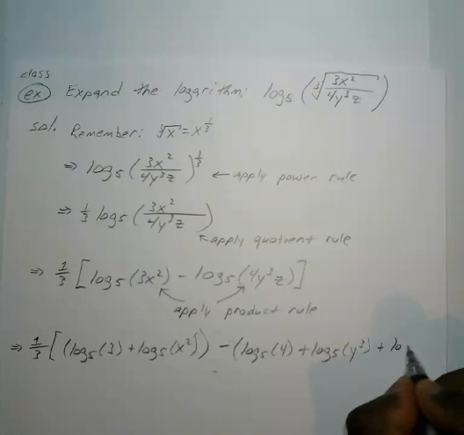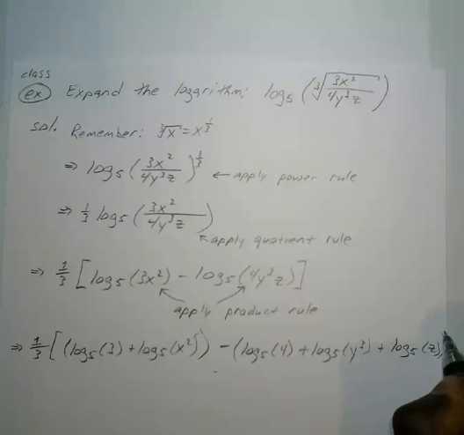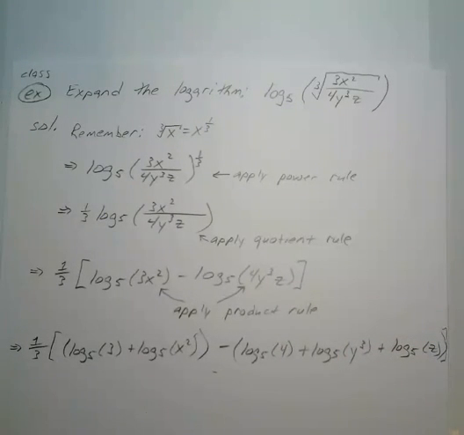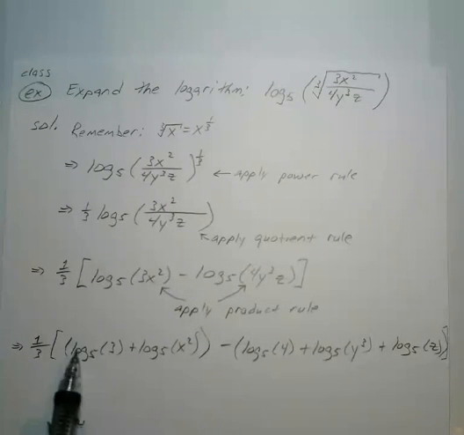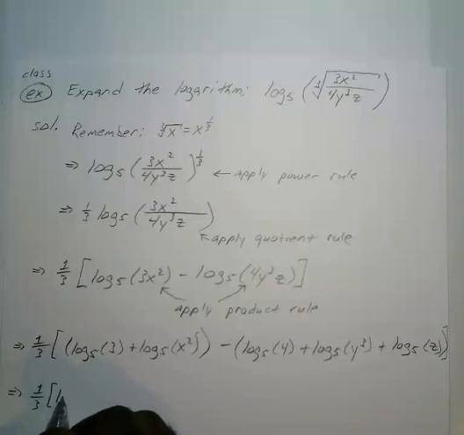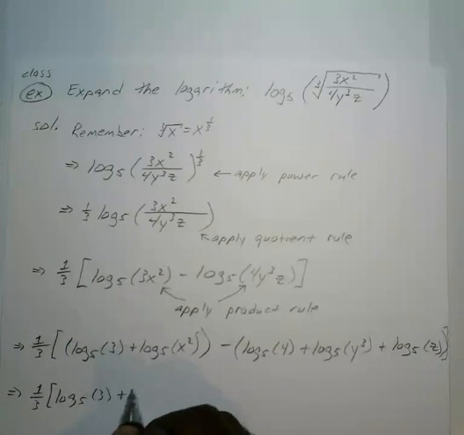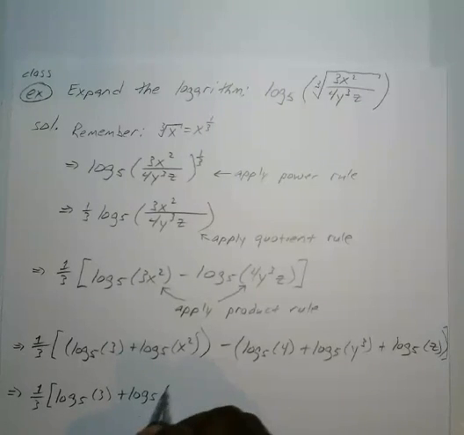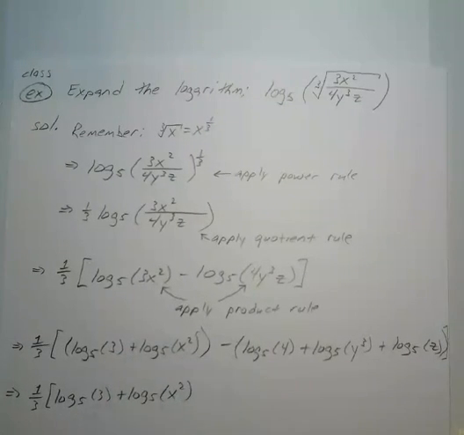Okay, so plus log base 5 of z. And that should be a bracket right at the end of that. Kind of ran out of space. Okay, so here this is positive, so we don't have anything to distribute. So we will end up with 1/3 times log base 5 of 3 plus log base 5 of x squared.